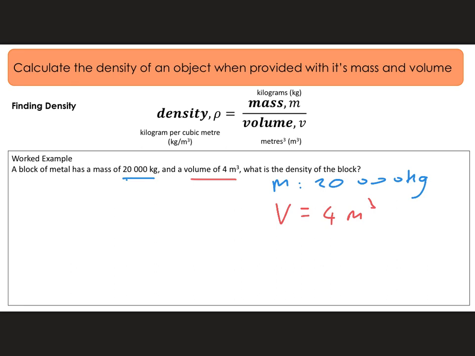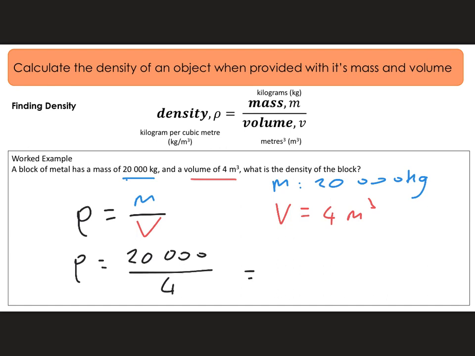I then use the equation: the density rho is equal to my mass over my volume. Then I need to put the numbers in. So density rho is equal to 20,000 over 4. Remember in science you can always use a calculator, so you don't need to do that in your head. If you put that into your calculator, you get the answer to be 5,000 kilograms per meter cubed.